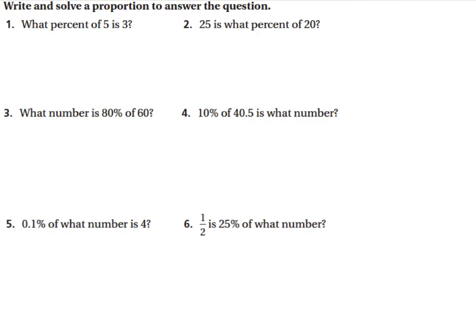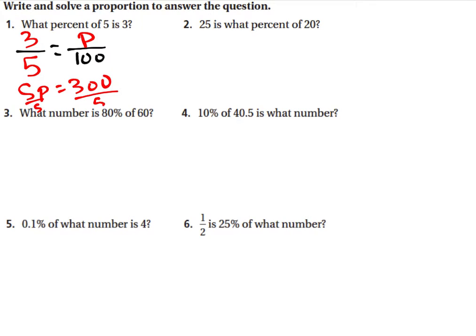Okay, several more examples. Write and solve a proportion to answer the question, what percent of 5 is 3? You start with the setup, then you put your numbers in. What percent of 5 is 3? And we don't know the percent. Cross multiply, we get 5p equals 300. Divide both sides by 5. And p equals 60. Since it's a percent, we need to put the percent symbol on it. We get 60%.